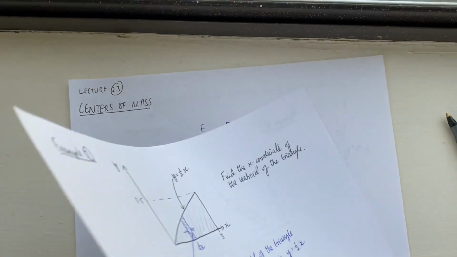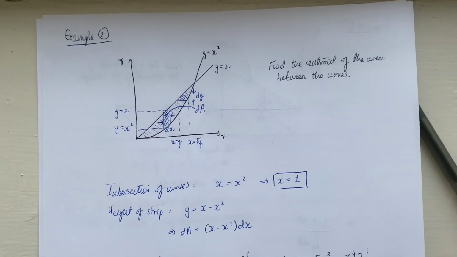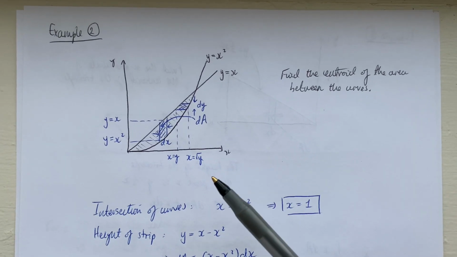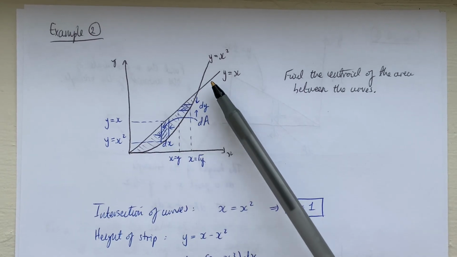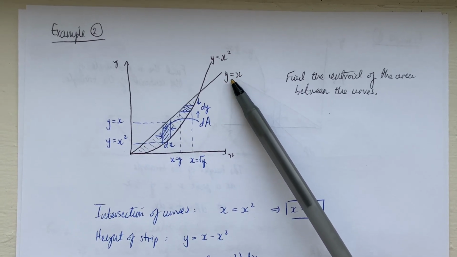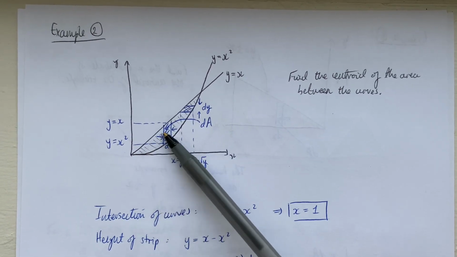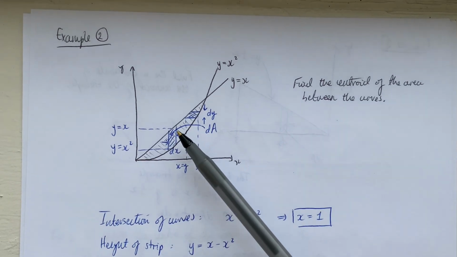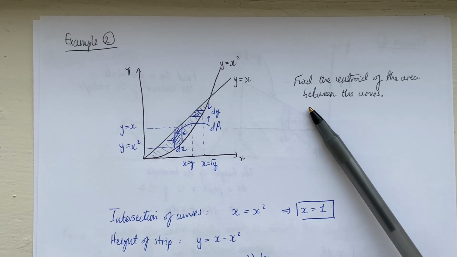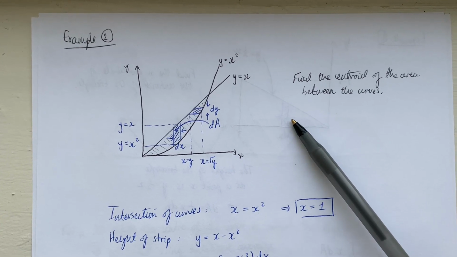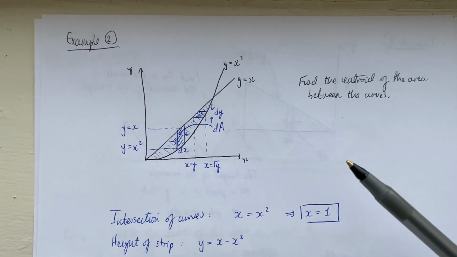The second example is we're going to have a look at a slightly more complex shape, which is defined as the area between two lines, this straight line y equals x and the curve y equals x squared. And we're considering the centroid of the area bounded between those two curves. And in this case, the question is to find the coordinates of the centroid bounded between the two curves.